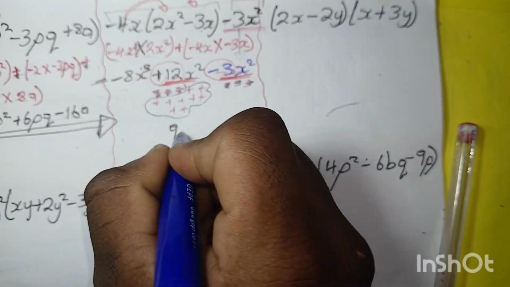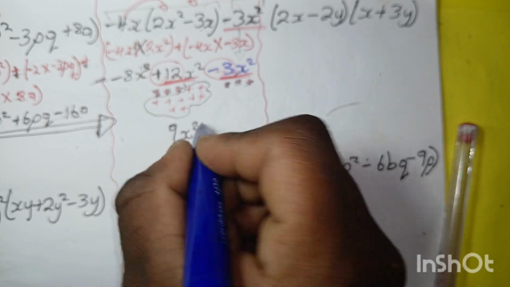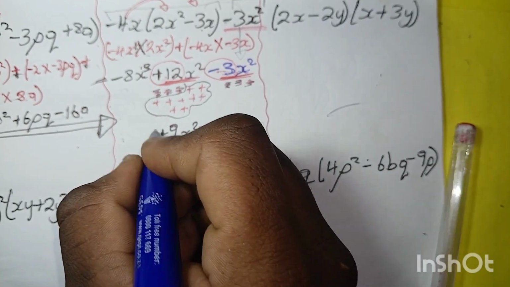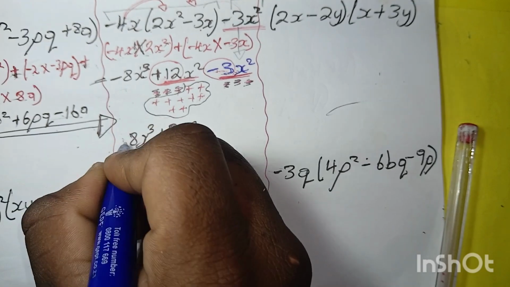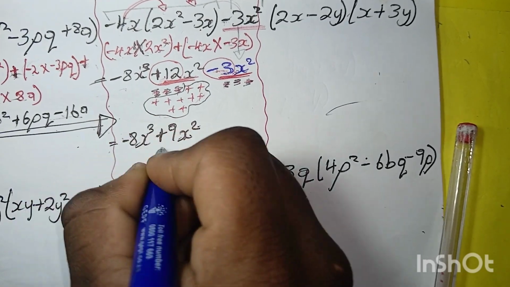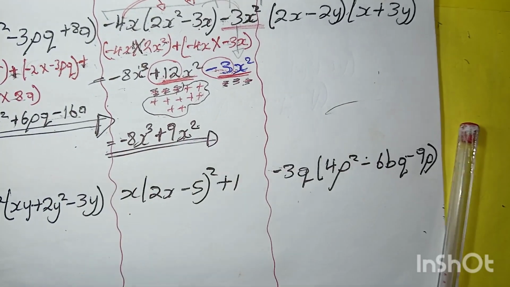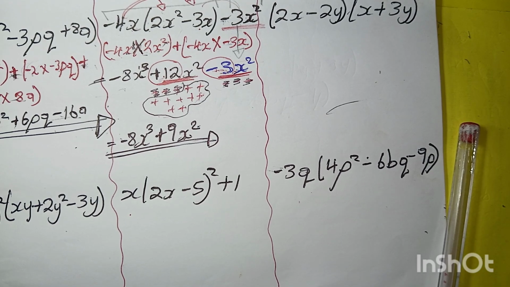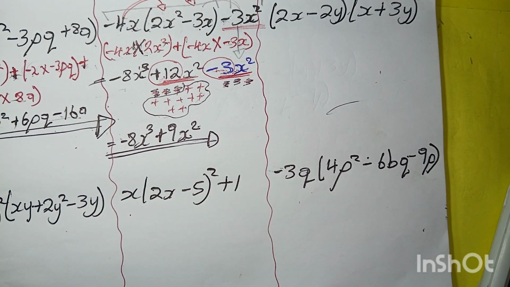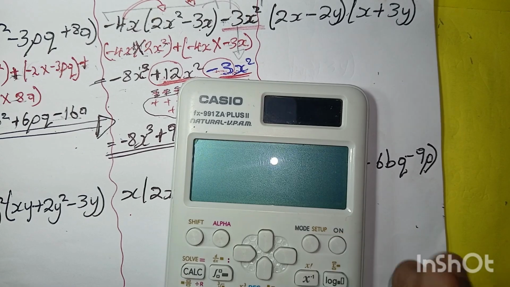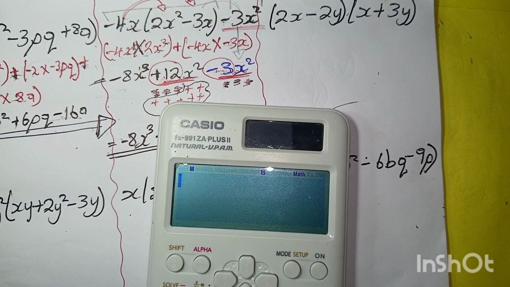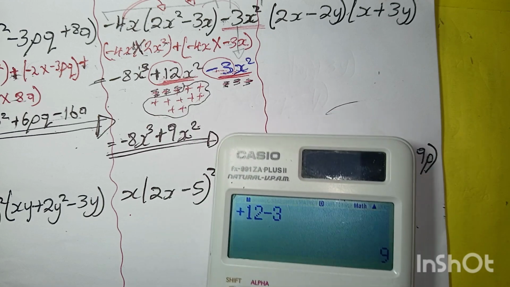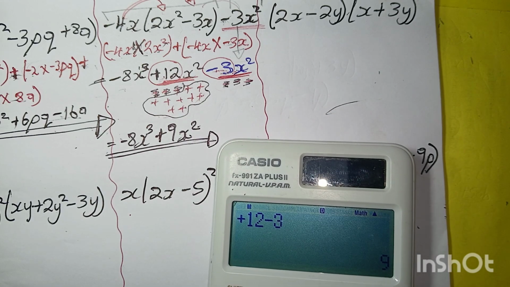Meaning here it will be 9x squared, because same base and same exponent. Plus, and here it's x, 3, x, 1 negative. Do you see? This one is the answer. You can even use a calculator if you feel this thing is hard. Just use a calculator, collect your like terms using a calculator. Say positive 12 and minus 3. Do you see it's 9?